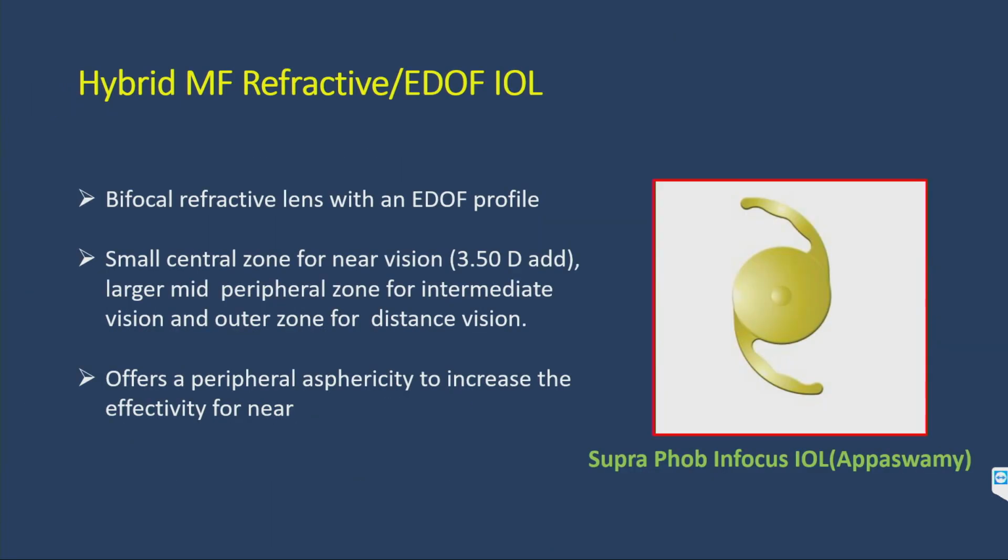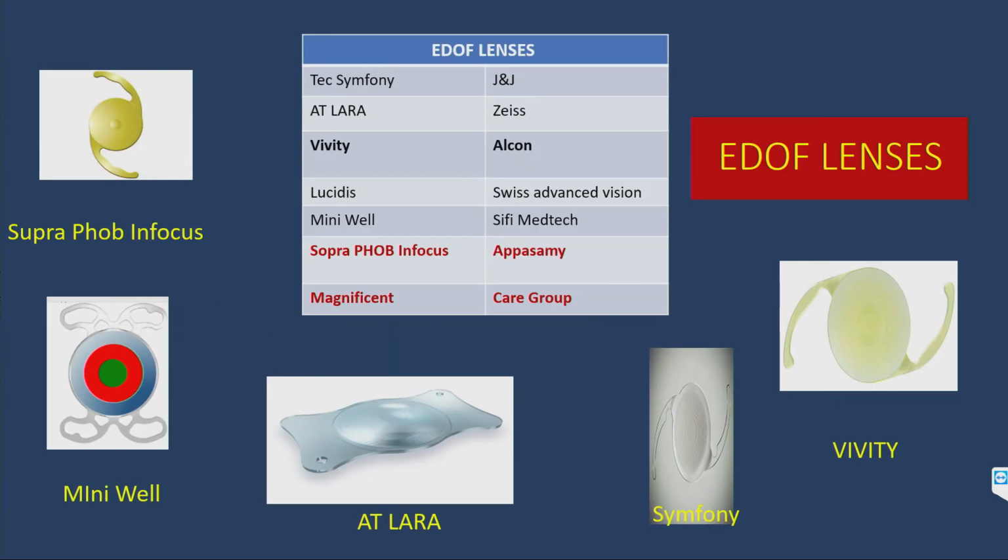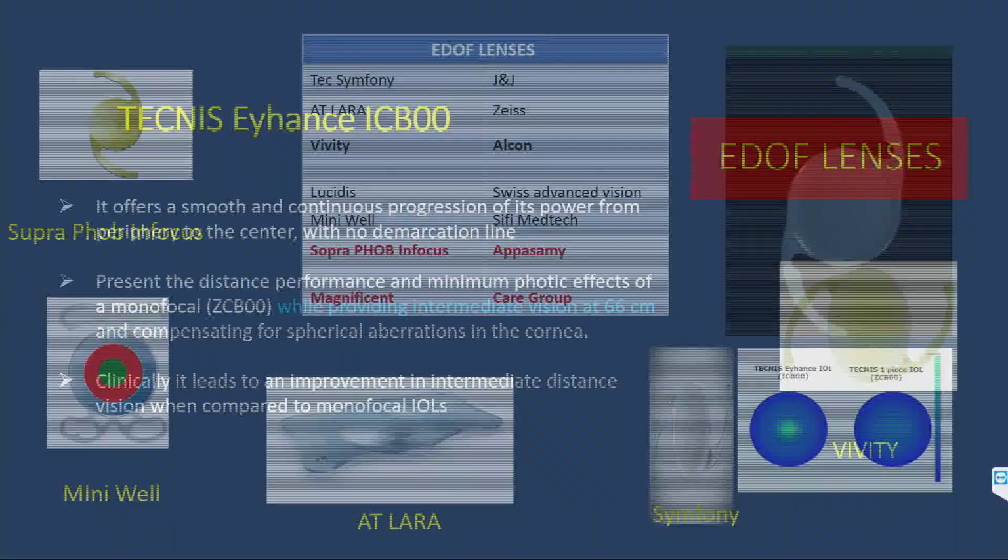Now, another lens was Supraphobe in focus by Appasamy. It was basically a bifocal refractive lens with an EDOF profile. Now, coming to another one, that is VVT. It is a smooth surface transition element which stretches and shifts the wavefront to create an EDOF effect. Now, these were the commonly available EDOF lenses, and we have lenses from Indian companies like Supraphobe in focus and Magnificent by the Care Group.